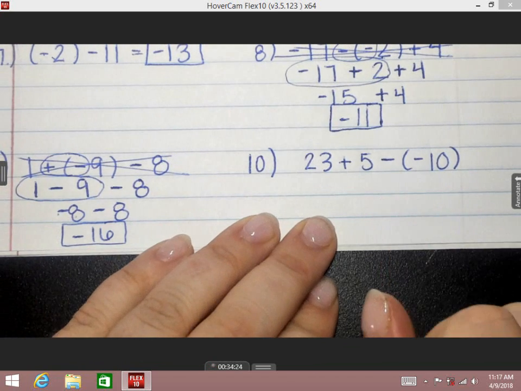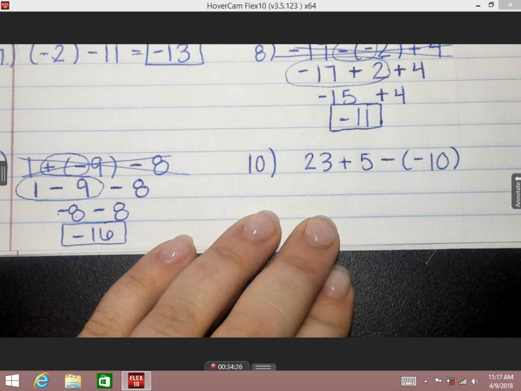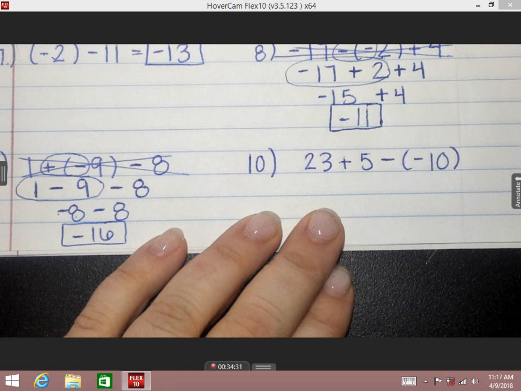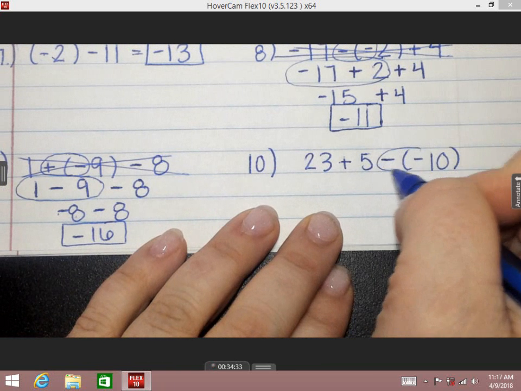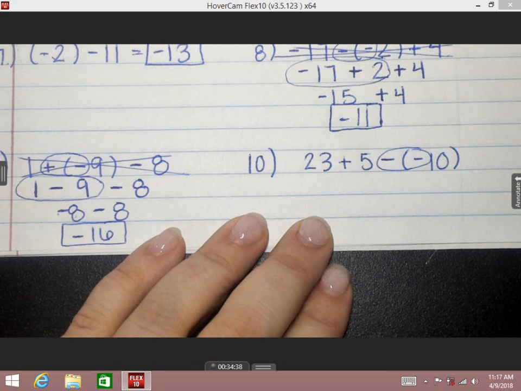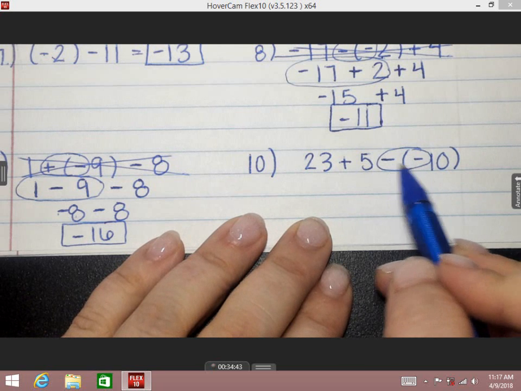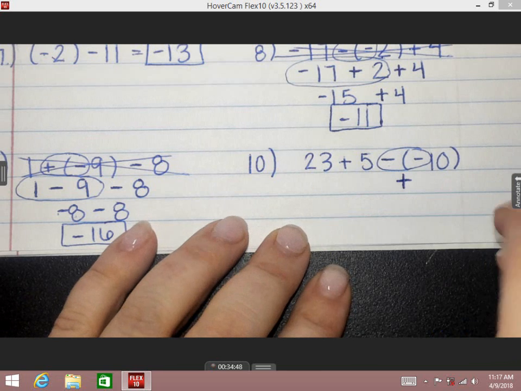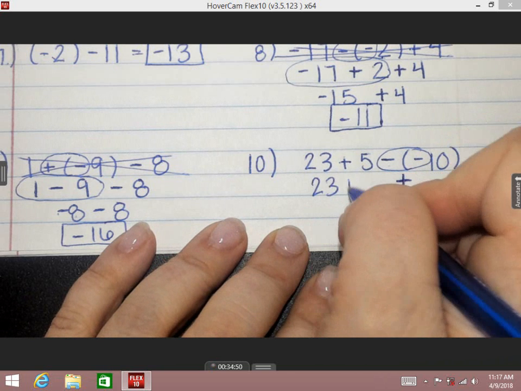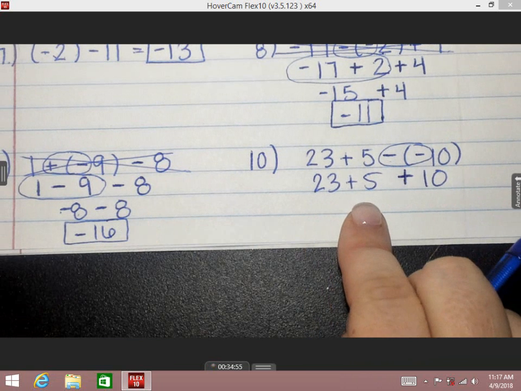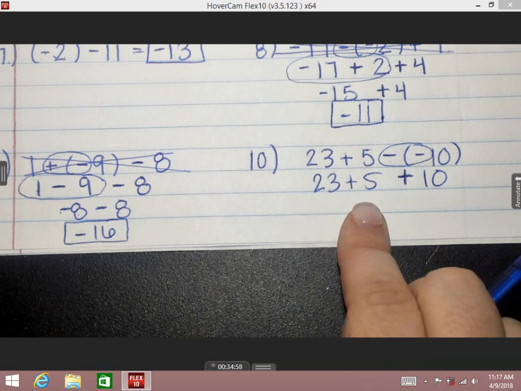Last one. What am I going to do first? Last one in our notes. What am I going to do first here? Jorge. Double sign. We got to change it. What am I going to make that double sign, Jorge? Addition. These are the same, so we're going to make it addition. Am I changing anything else in this? No, ma'am. So I have 23 plus 5 plus 10. Okay, this problem ended up being really easy. It's all addition. We're still going to do 2 at a time, though.